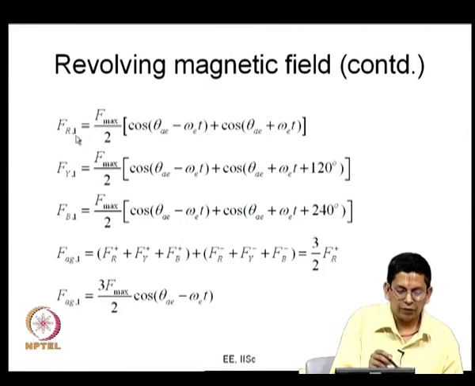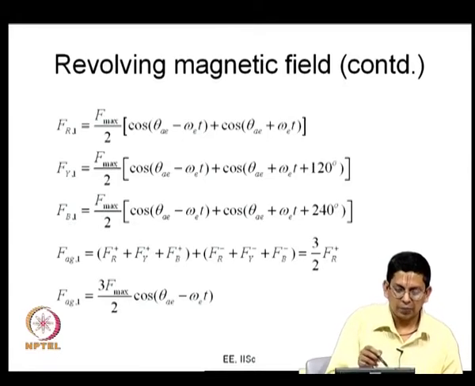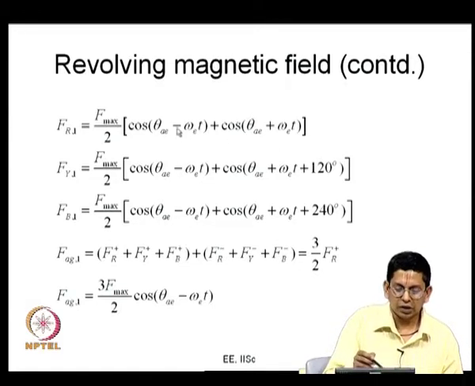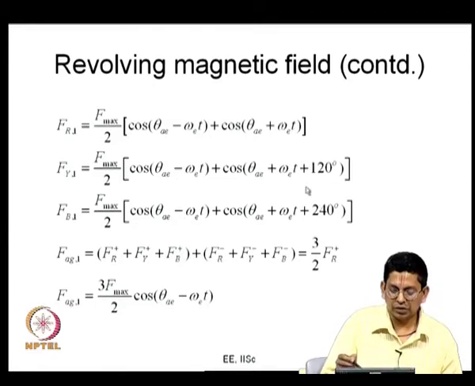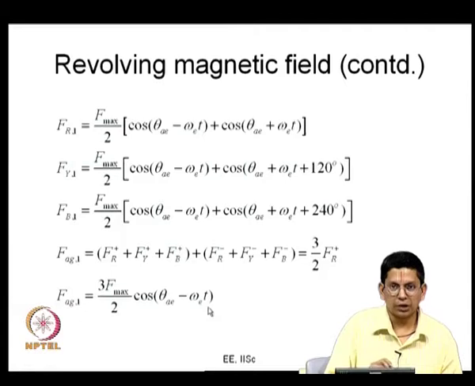So, the R phase, Y phase, B phase, all the three of them produce pulsating magnetic fields, and each pulsating magnetic field can be split into one component revolving in the anti-clockwise direction and another component revolving in the clockwise direction. The ones revolving in the anti-clockwise direction are adding up. You can call these Fr plus, Fy plus and Fb plus. They add up to 3 into F max by 2 cos of (theta AE minus omega AT).